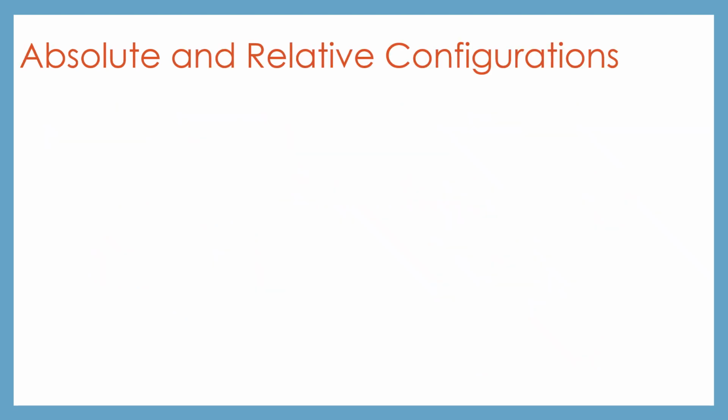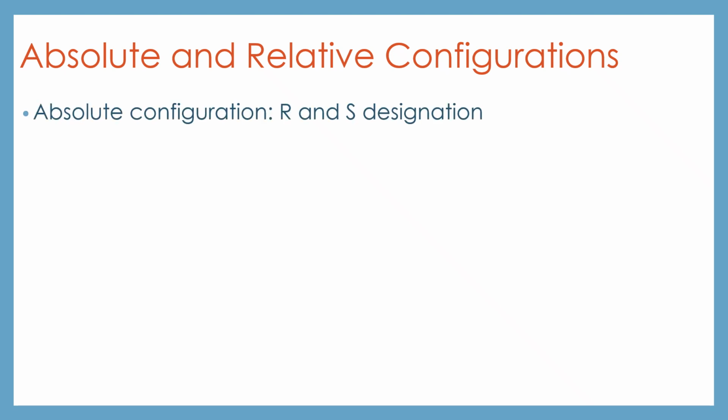This next slide is discussing absolute and relative configurations. This is kind of a conceptual idea that I just want to throw out there as we are starting to get into some reactions where we're about to see how the reaction can affect the relative configuration of a molecule. So absolute configuration is a term for R and S designation. You can look at a molecule, figure out its designation, and say that is the R configuration of that molecule. That is the R isomer.